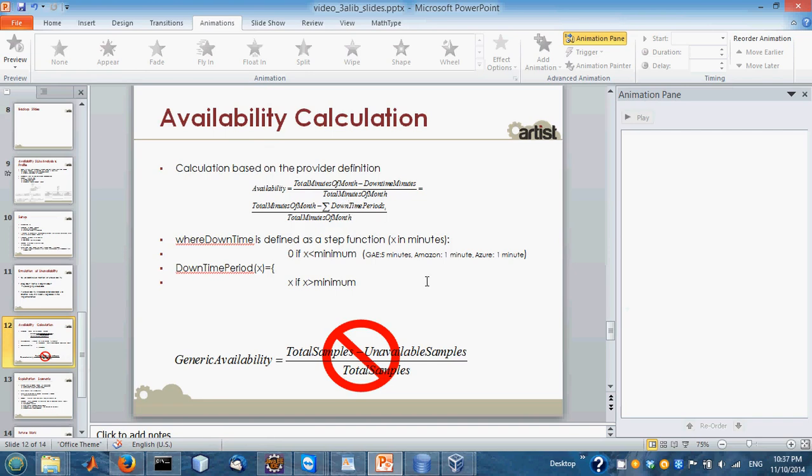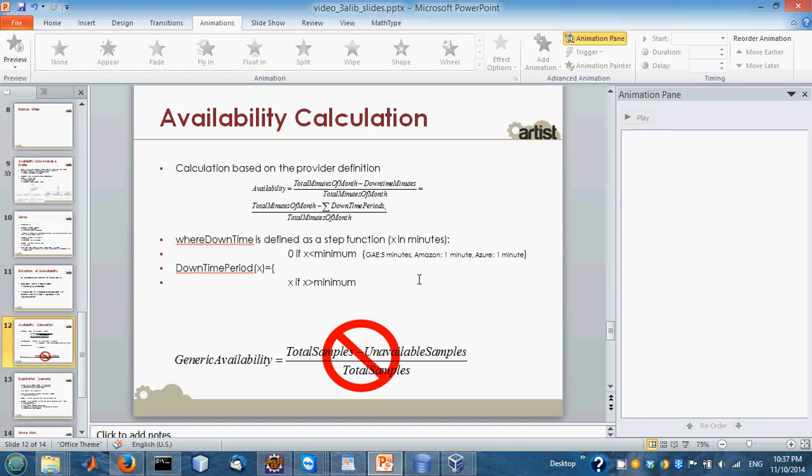So they accept that a specific downtime period is valid only if it is higher than a specific quantum of time, a minimum, let's say, time interval, which varies depending on the provider. For Google it is 5 minutes, for Amazon and Azure it is 1 minute.